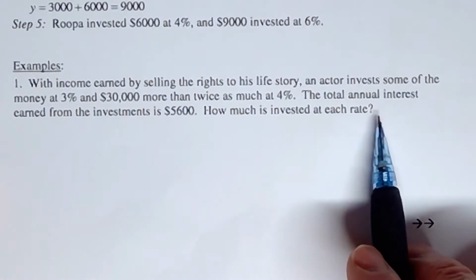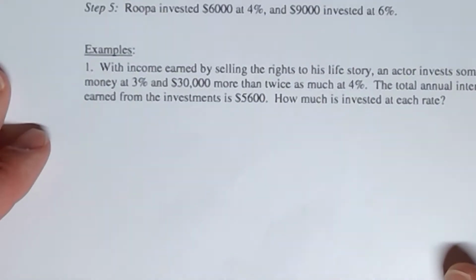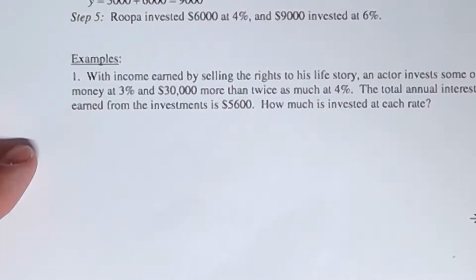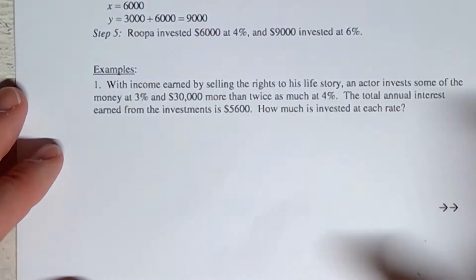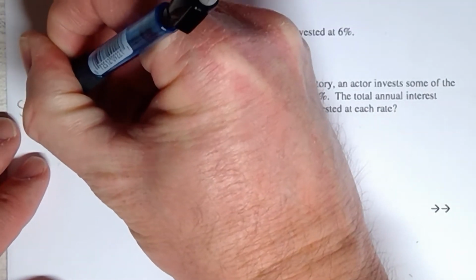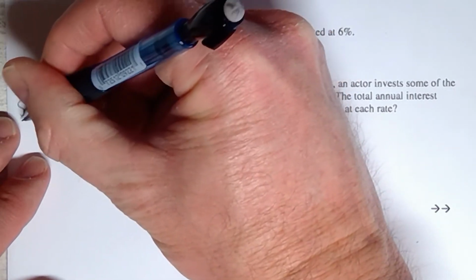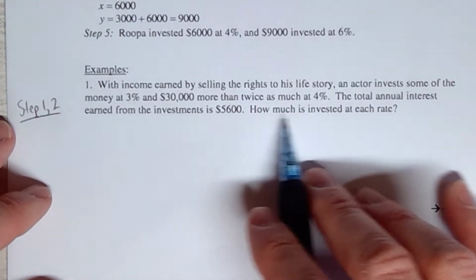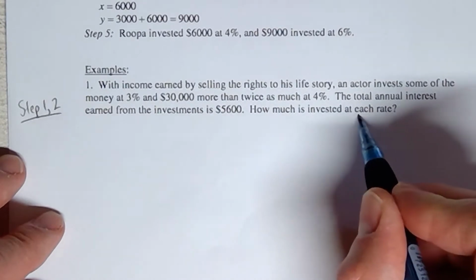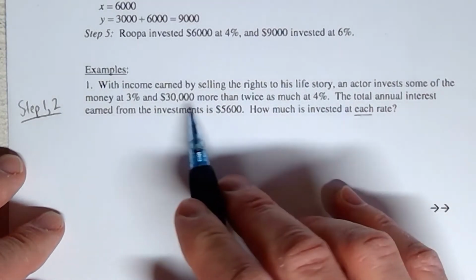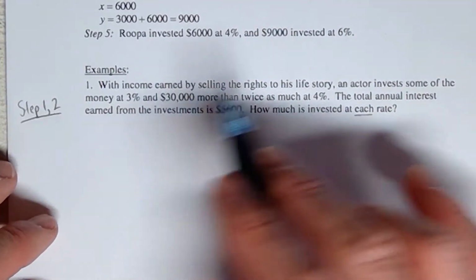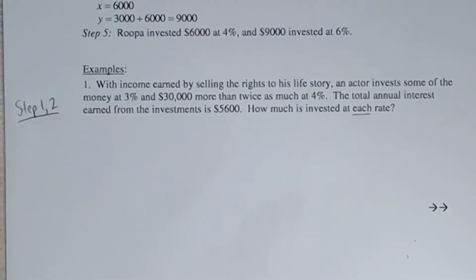How much is invested at each rate? Okay, so the first thing we want to do is, like we always do with word problems, identify what we're trying to find, attach a variable to it. Okay, it says here in the last sentence, how much is invested at each rate? How many rates do we have? We've got 2 rates. Remember, rates are the percentages in these problems.